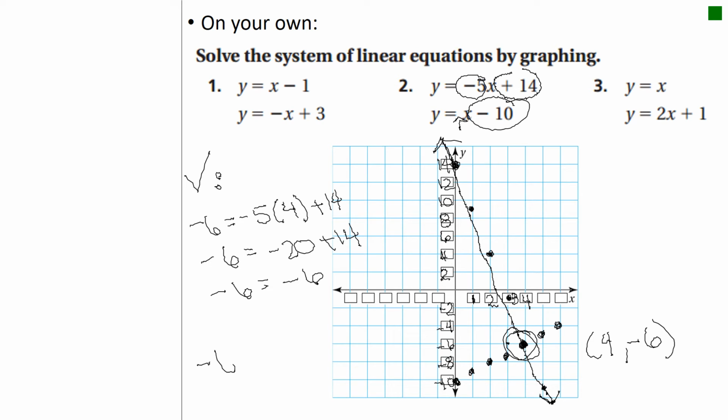So we have negative 6 equals 4 minus 10. 4 minus 10 is negative 6. Is negative 6 equal to negative 6? Yes. Our solution, the point I need to see in this ordered pair, is 4, negative 6. All right, go ahead and try number 3. Pause your video and try number 3.